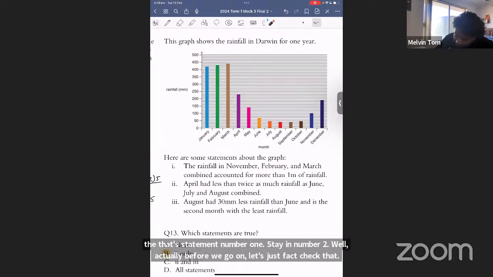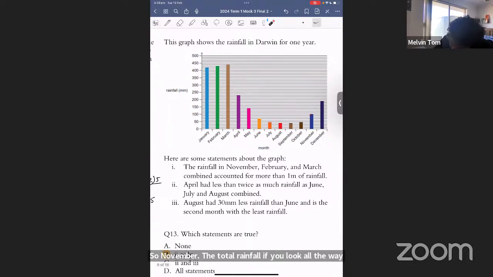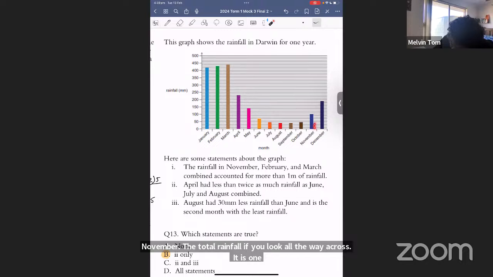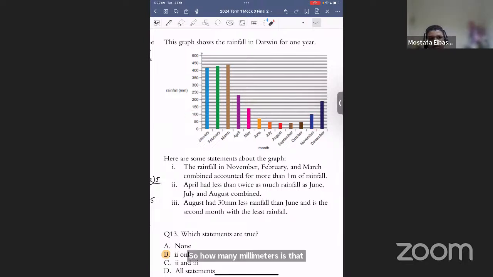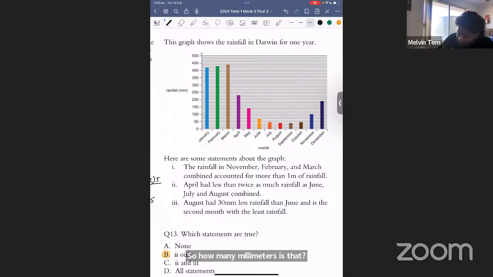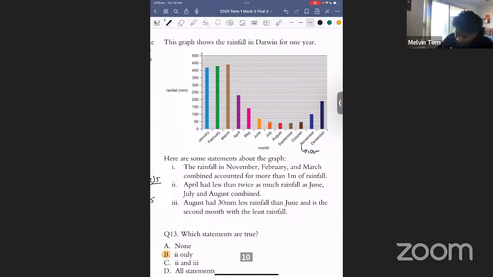November, the total rainfall, if you look all the way across, it is 1, 2, 3, 4, 5, 6, 7, 8, 9, 10. So how many millimeters is that? 100. Yep. And how many centimeters is that? 10 centimeters. And then in March, how much rainfall did it have? It had above 400.